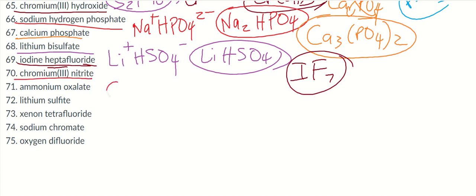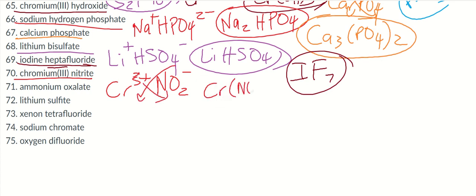All right, chromium, Cr, 3 positive, tells you that in Roman numerals. Nitrite, nitrate is NO3. Now, what do you think nitrite is? All right, ite is 1 less oxygen than ate. That's NO2, same charge. Crisscross those numbers. We need a parentheses around this one because there's 3 nitrites.